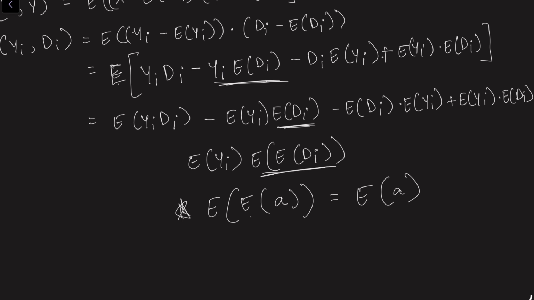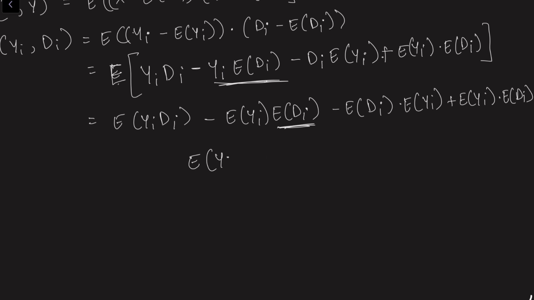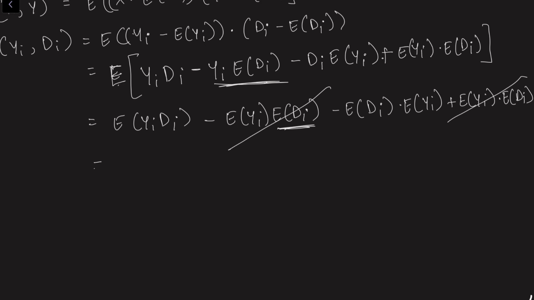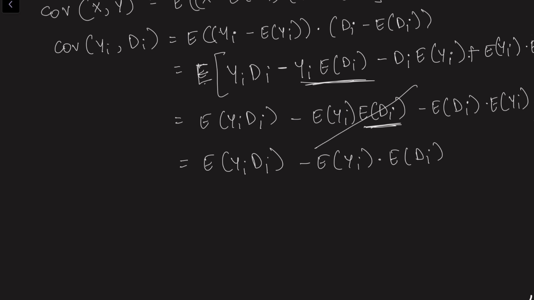And this is true because this term is just a constant, and the expectation of a constant is just the same constant, so that's mainly why. So getting back to our equation, this is the massive equation we have, but neatly two things cancel each other out. So we have expectation of yi di minus expectation of yi times expectation of di. So the covariance of yi comma di is this whole thing.